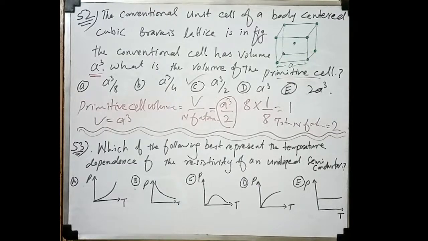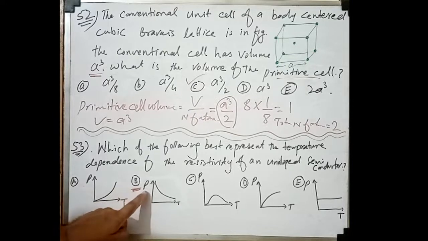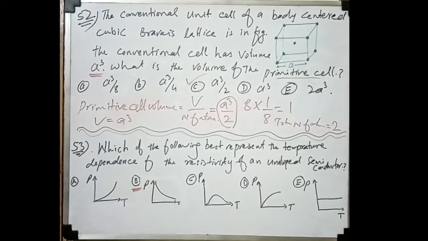So if we increase the temperature of a semiconductor, its property goes toward that of a conductor. So the resistivity of the semiconductor decreases if we increase the temperature, and conductivity increases. With increasing temperature, the resistivity decreases, and with decreasing temperature, the resistivity increases. So part B best represents this relation between resistivity and temperature. Part B is our right option.